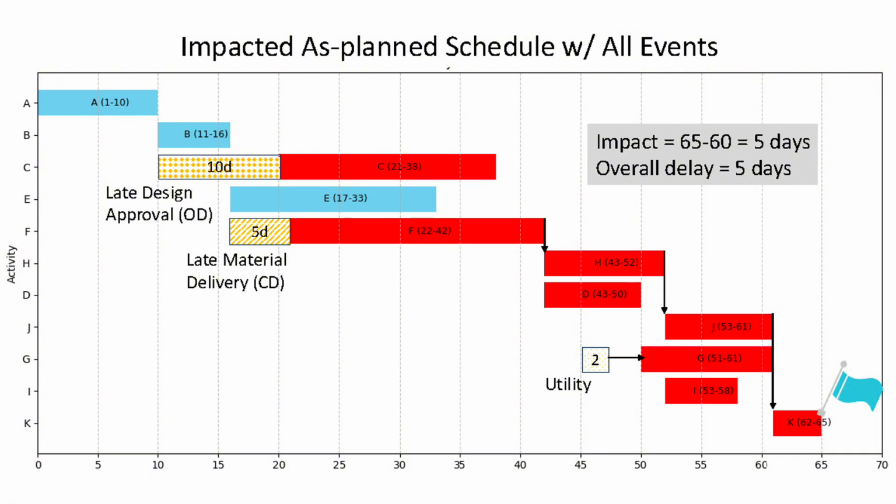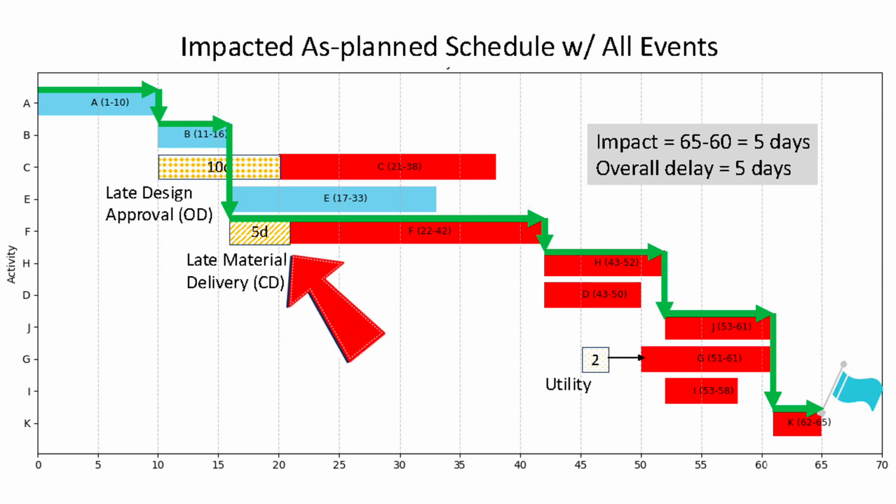Now, if we take a closer look at this impacted schedule, we can see that the contractor's delay is the one driving the critical path. The owner's delay and the third-party delay aren't on the critical path here. But that doesn't automatically mean the contractor is on the hook for the full 5-day delay, since some of that time might overlap with the other delays and be considered excusable.